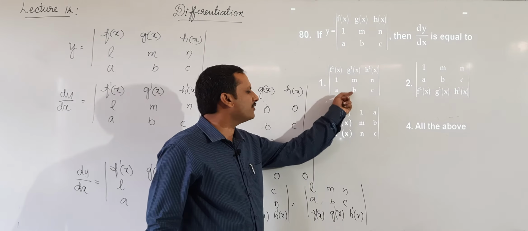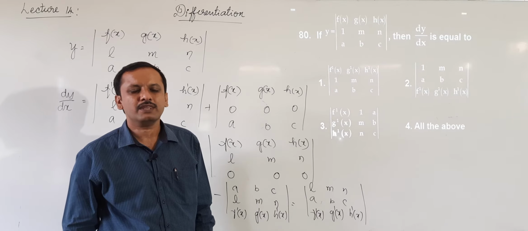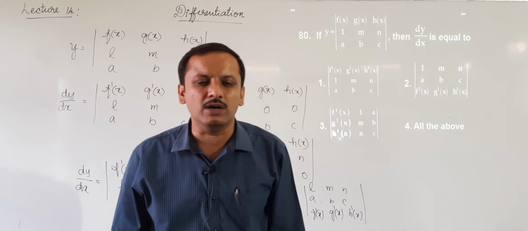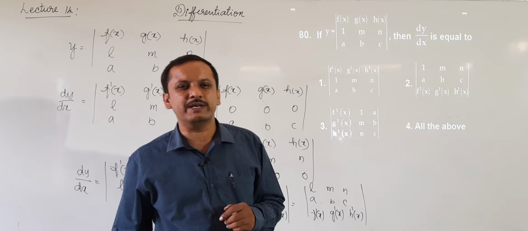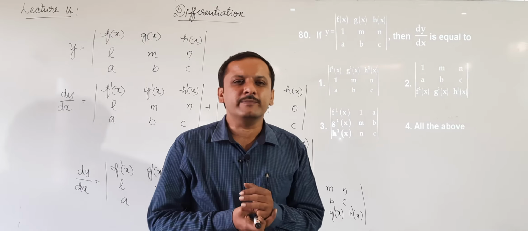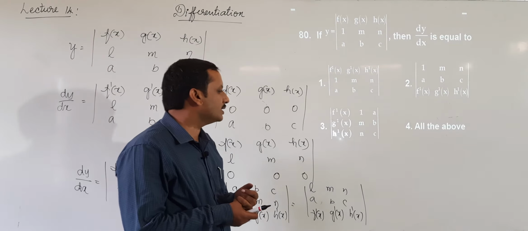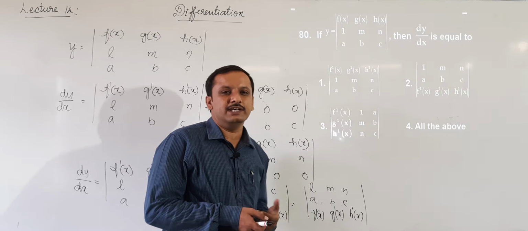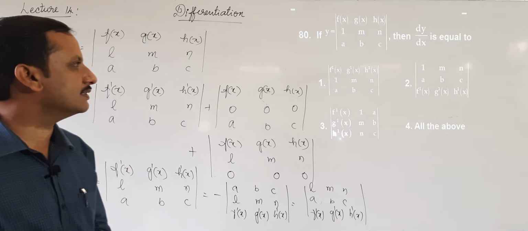And what is the difference between the first option and the third option? If I take the transpose of this, this is what I get. In a determinant, if we interchange rows with the columns, there is no change in the value of the determinant. It is one of the properties which says that when the rows and the columns are interchanged in a determinant, then there is no change in its value. So by using that property, you can see that these two are one and the same, which means first, second and third are all correct, and therefore the fourth option is the right answer, all the above.